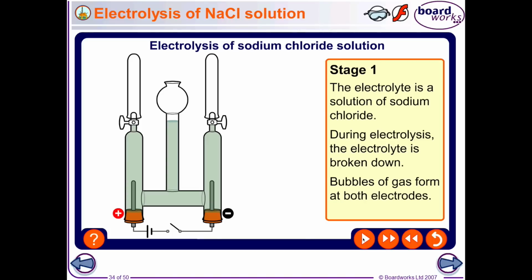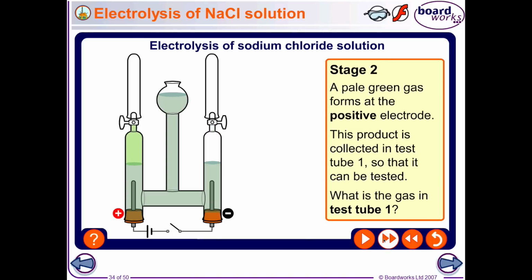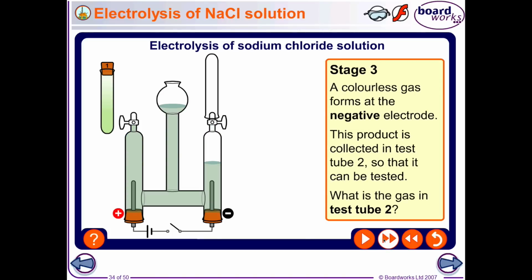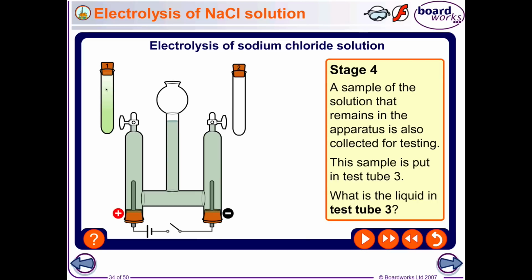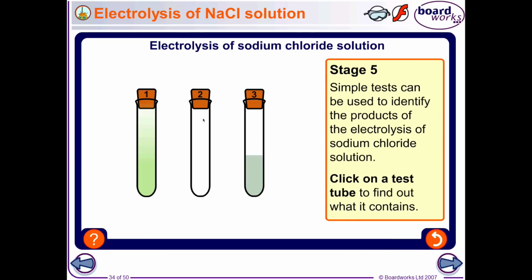So, what's the point of this? What's the purpose of this? If we look through very quickly, we produce a test tube of chlorine, a test tube of hydrogen gas, and a solution left over of sodium hydroxide. Now all of these are useful.